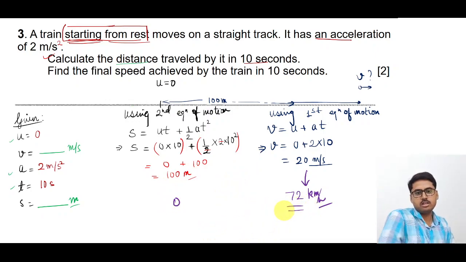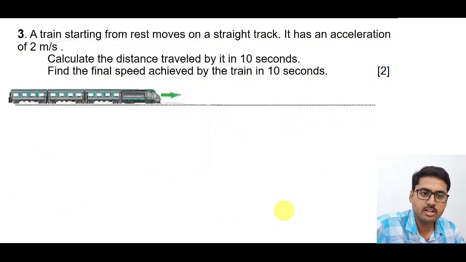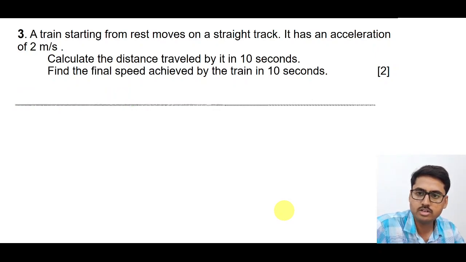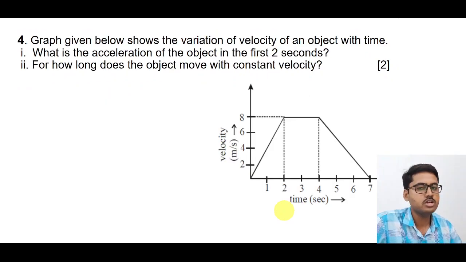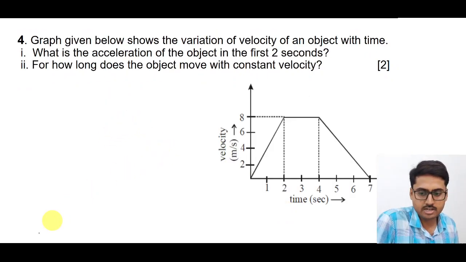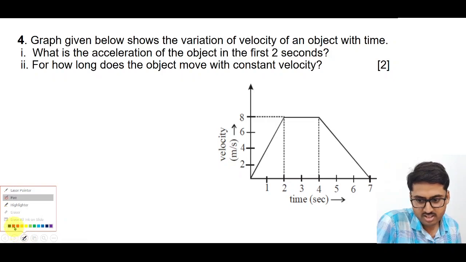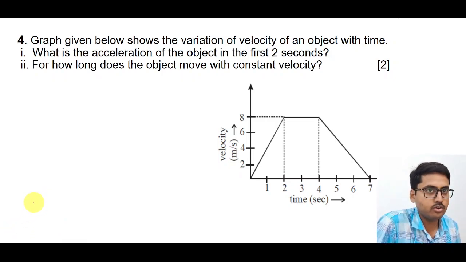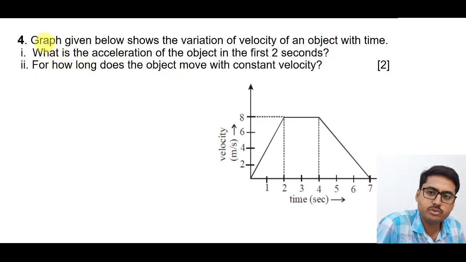Okay, now that's the solution for question number 3. We are done. Now let us see the solution of question number 4, which is the graph. I love questions based on graph, and I hope you too enjoy solving questions here. The question number 4 says, the graph given below shows the variation of velocity of an object with time.